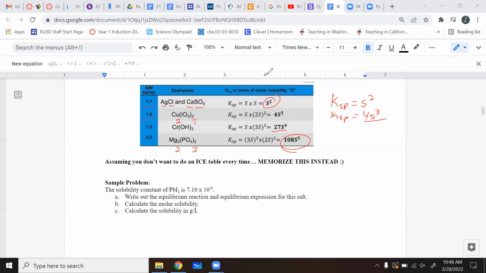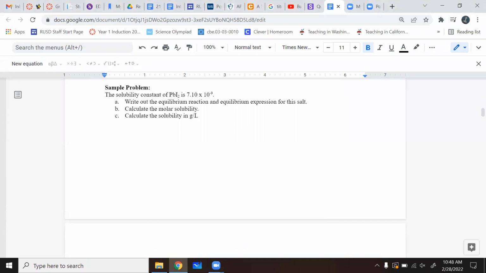So we are going to do a sample problem real quick. The solubility constant of PbI2 is 7.10 times 10 to the negative 9th. Write out the equilibrium reaction and the equilibrium expression for that salt, calculate its molar solubility, and then calculate the solubility in grams per liter. So if you want to do this by yourself first, go ahead and pause the video here and I will address it in just a second. If you have no idea how to start, stay with me.